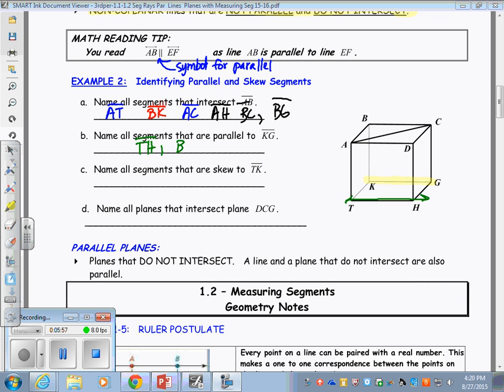You could also have BC. BC is on the other side. It's right above it. It would be parallel using the back face.